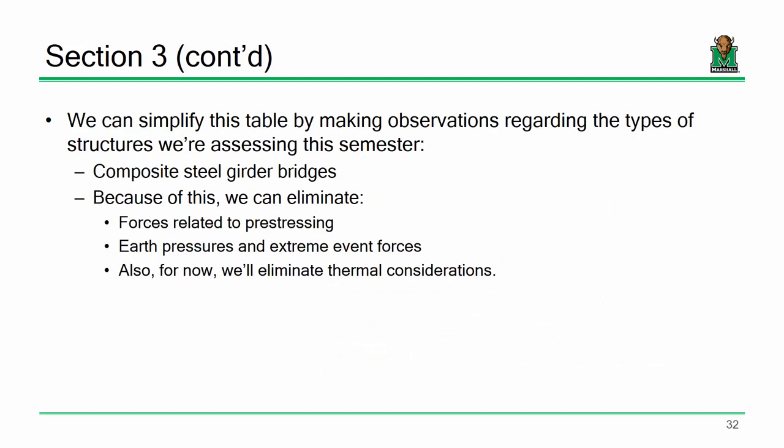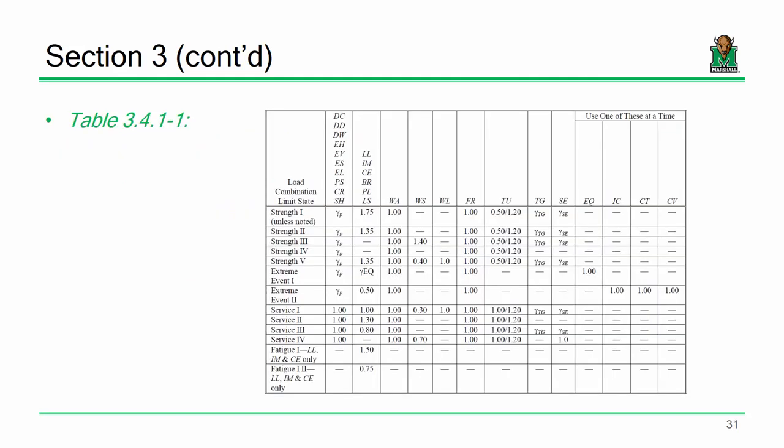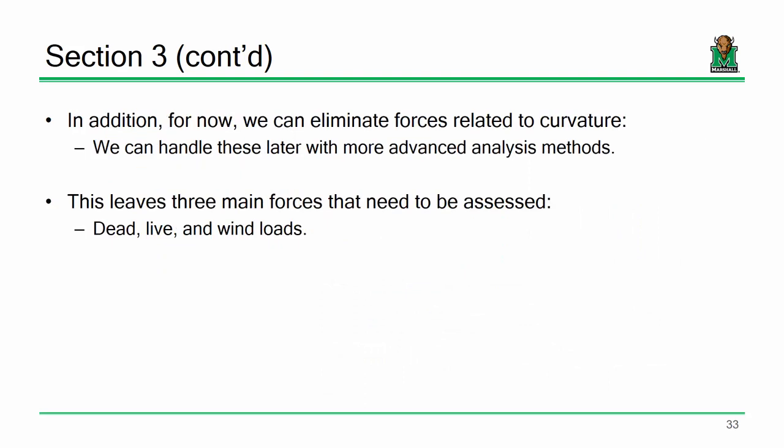Now, first thing that we can do is, let's see if we can simplify this a little bit. Number one, for the purposes of what we're talking about right now, we're only talking about composite steel girder bridges. So we don't need to deal with things like Service 3 and Service 4 or any of that. Second, we don't need to deal with any of these load components up here that have anything to do with pre-stressing. We don't need to deal with creep or shrinkage or relaxation. It's steel. We don't have to worry about it. So I can take this and I can simplify it quite a bit.